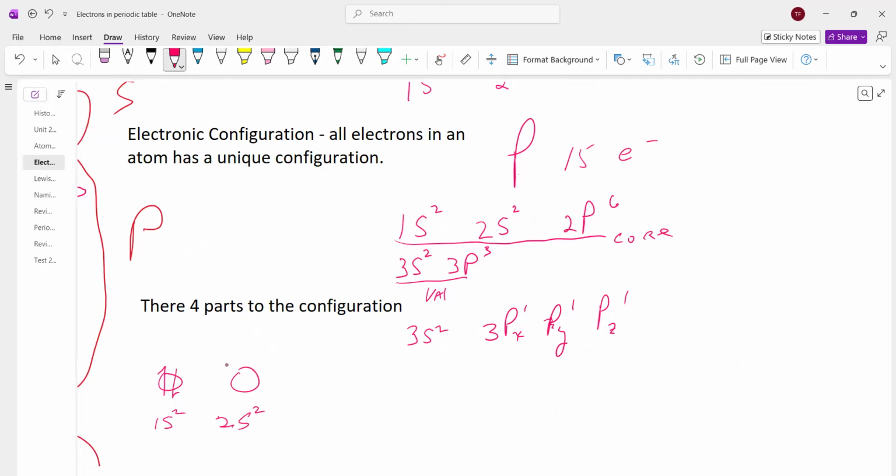Okay, so we have 2s2, 2p sub x, 2p sub y, 2p sub z. And then these are all full. And notice the way I did the p's. I went 1, 1, 1. I wanted to spread that out. And then anything left over, we start pairing them up.